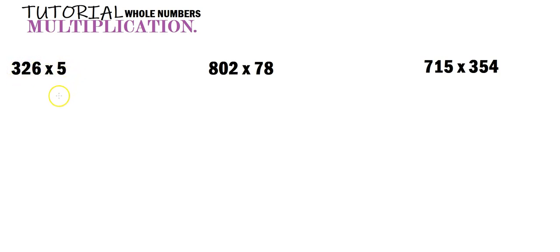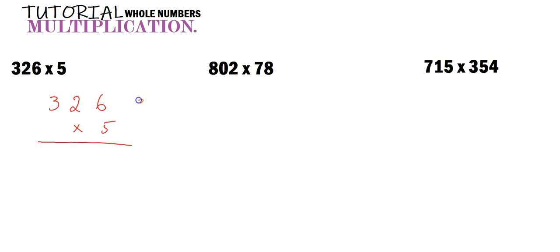So 326, you have to rewrite this so it's in a format that you can actually use. I like to spread out the digits so that there's plenty of space for me to do all the working. So 326 times 5, and that's how we're going to solve. Now it's just this number multiplied by this, and then multiplied by this, and then multiplied by that. That's the pattern. So let's get on with it.